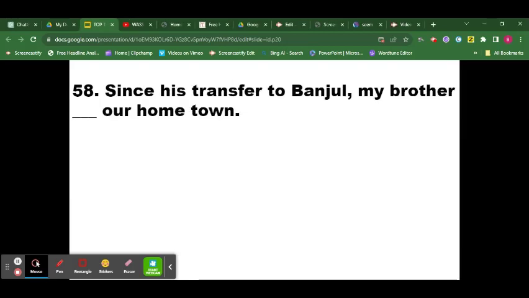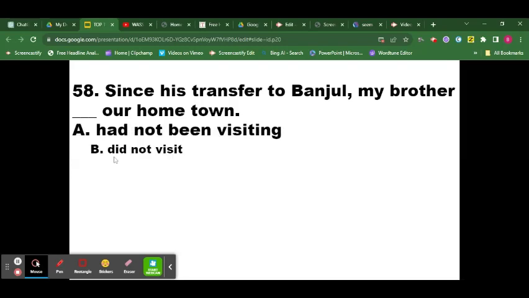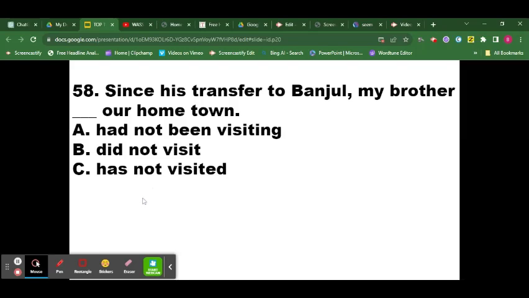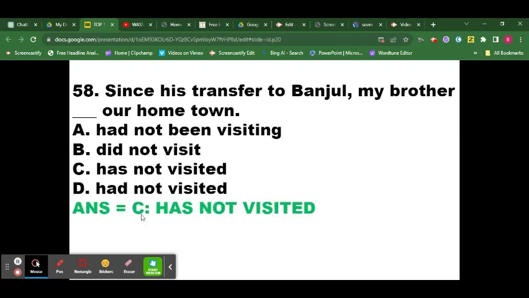Now, question number 58. Since his transfer to Banjul, my brother dash our hometown. A had not been visiting, B did not visit, C has not visited, and D had not visited. The correct option, of course, is C, has not visited. Now, here we are actually dealing with the correct use of tenses, specifically the present perfect. And whenever you have the conjunction since, since his transfer to Banjul, my brother has not visited our hometown.